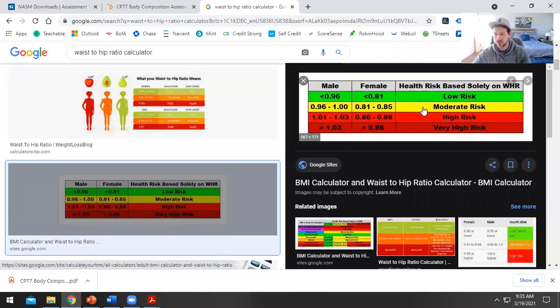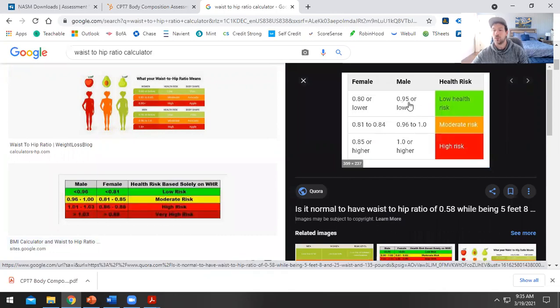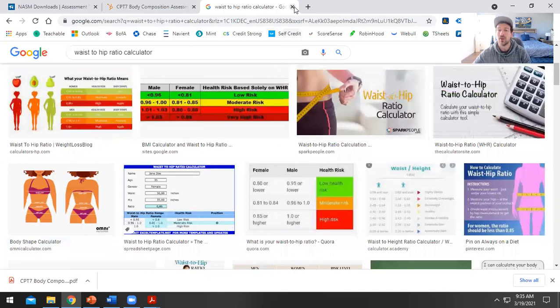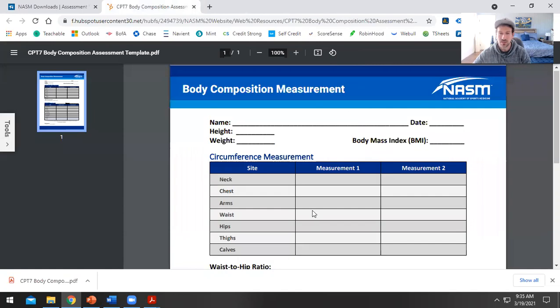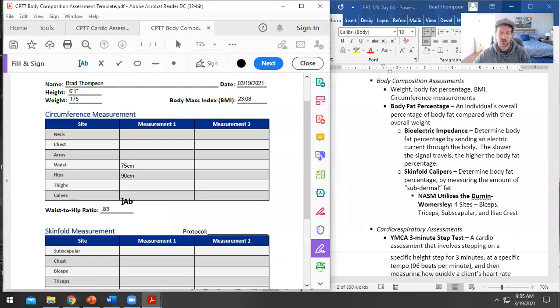And actually those are not quite the numbers I'm looking for. There we go. So that'd be like below 0.95, which is exactly what we're looking for our male clients, right? Our female clients, we're looking to go below 0.8. Women have a slightly lower number here, guys, because women have naturally wider hip bones. So just be aware of that, right?